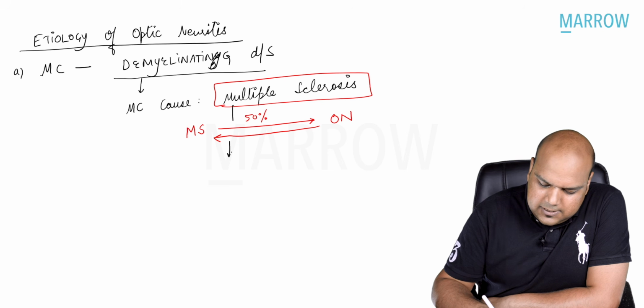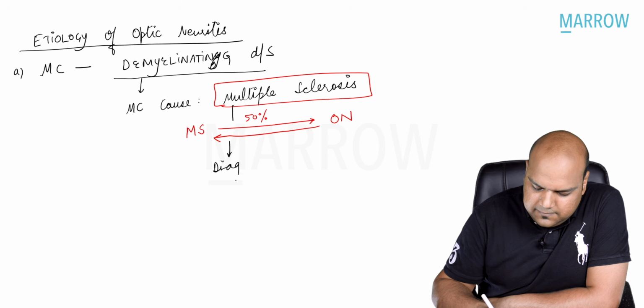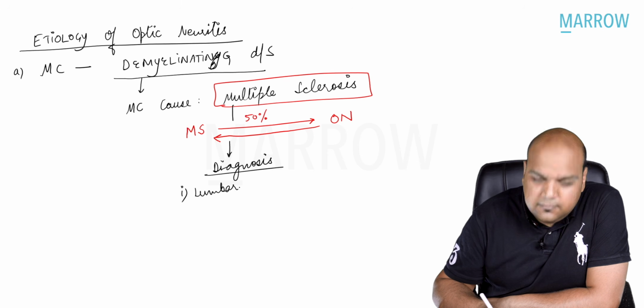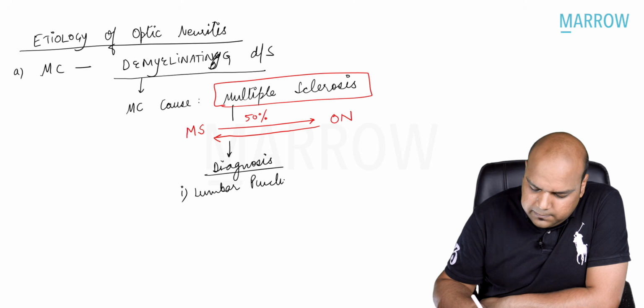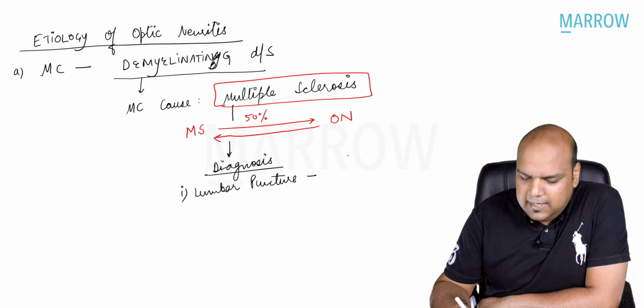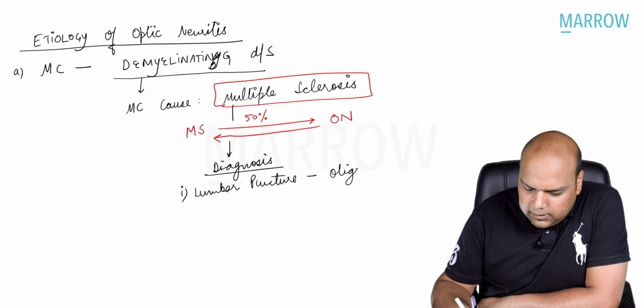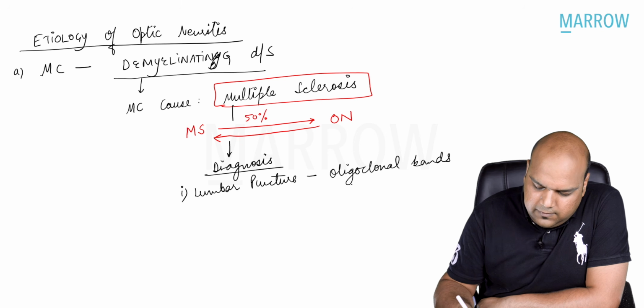For multiple sclerosis diagnosis, we have two things. The first, everybody, is lumbar puncture. I hope we know this. In lumbar puncture, we are able to find oligoclonal bands when we are doing CSF electrophoresis.